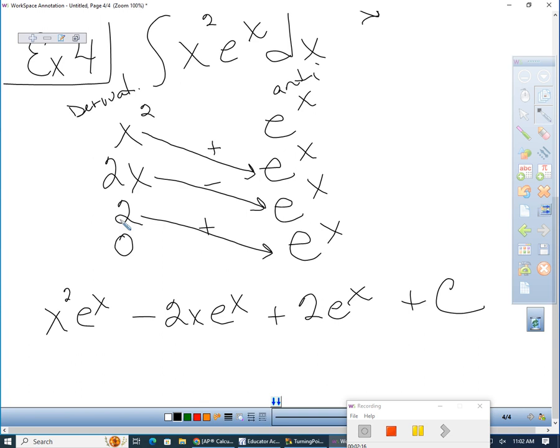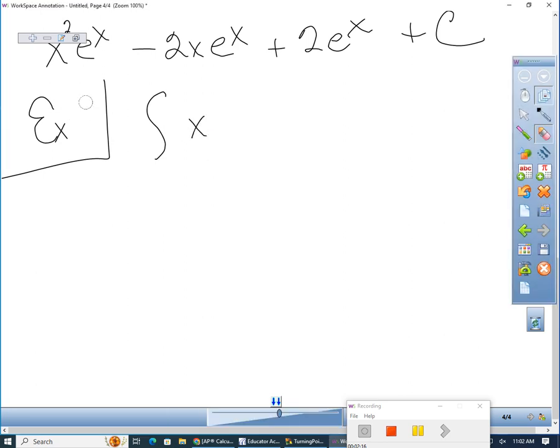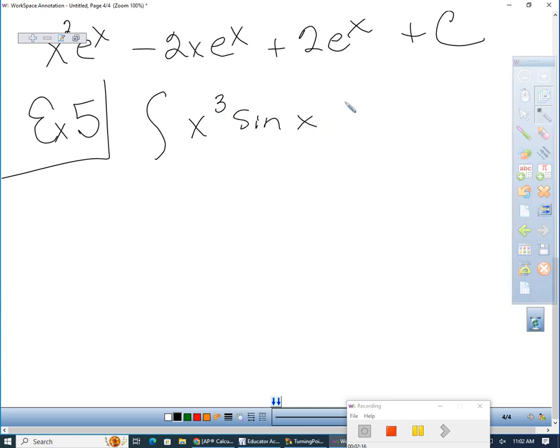All right, let's try example number 5. Let's do one a little bit tougher. Let's say I have the integral of x to the third sine x dx. We can do this one by the tabular method because one of the functions can derive down to 0, right? Which one? Good. All right, so we're going to start on this side with x to the third.